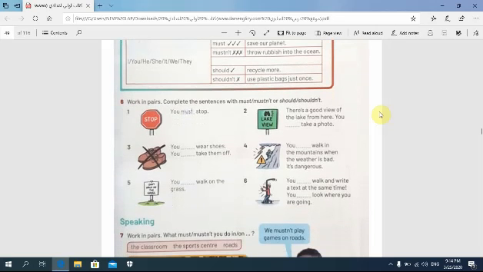Exercise 6 is giving you some more exercise to do. The first one is already done. You must stop. That's a rule.